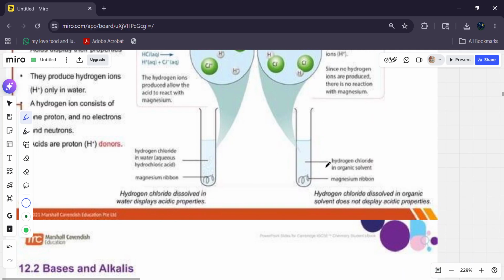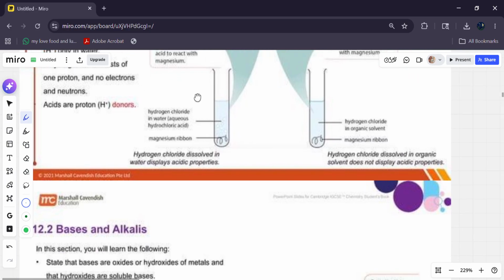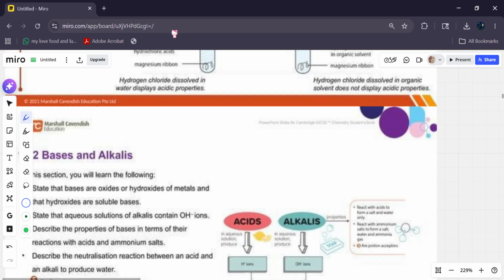As you can see, hydrogen chloride in an organic solvent cannot produce hydrogen ions to allow the magnesium ribbon to react with the acid. But in water, hydrogen chloride produces hydrogen ions, so the magnesium ribbon reacts with the acid. And now we move on to the next section, which is section 2.